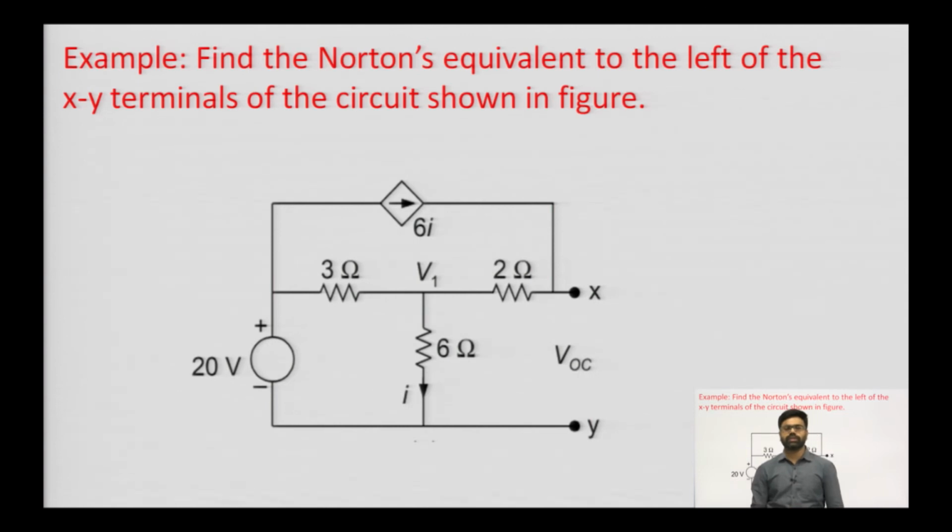So, there is one more example: how to find out Norton's equivalent across terminal x y. First of all, it is a case of dependent source because the current flowing here is I and the current source is 6I. Since the current is I and the current here is 6I, it is a case of dependent source. This is a current source which is dependent on the current flowing in the 6 ohm resistor.